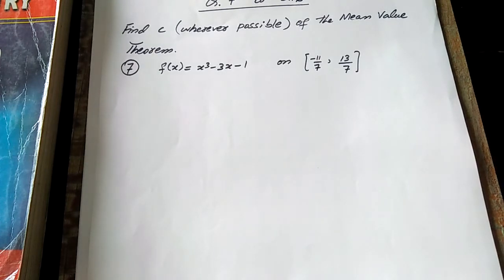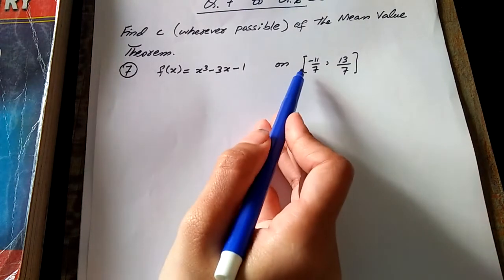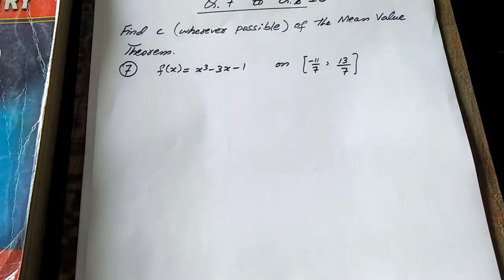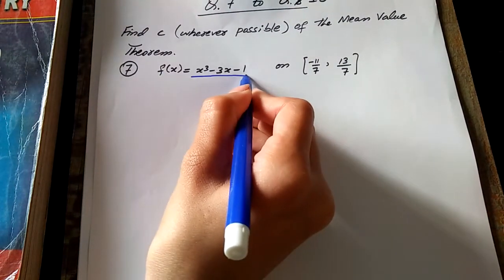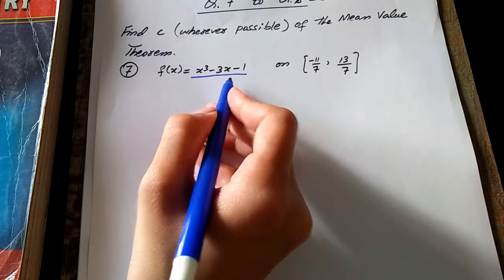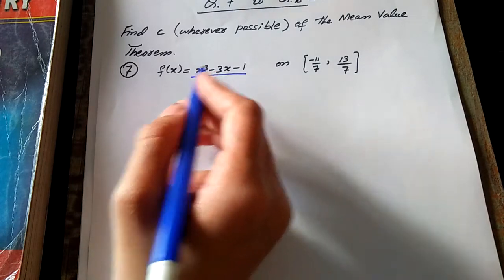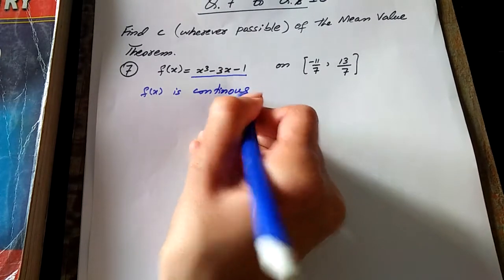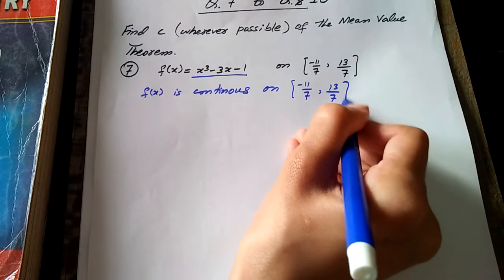So the first question, that is question number 7. The function is f of x equals x cube minus 3x minus 1 and the interval is minus 11 over 7 to 13 over 7. Now you see, this is a polynomial function. As I told you in the previous video, polynomial functions are always continuous everywhere. So we'll say f of x is continuous on this closed interval minus 11 over 7 to 13 over 7.